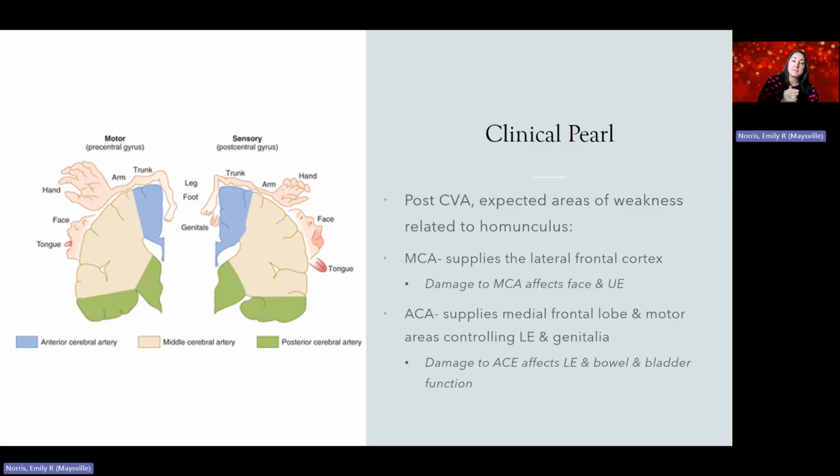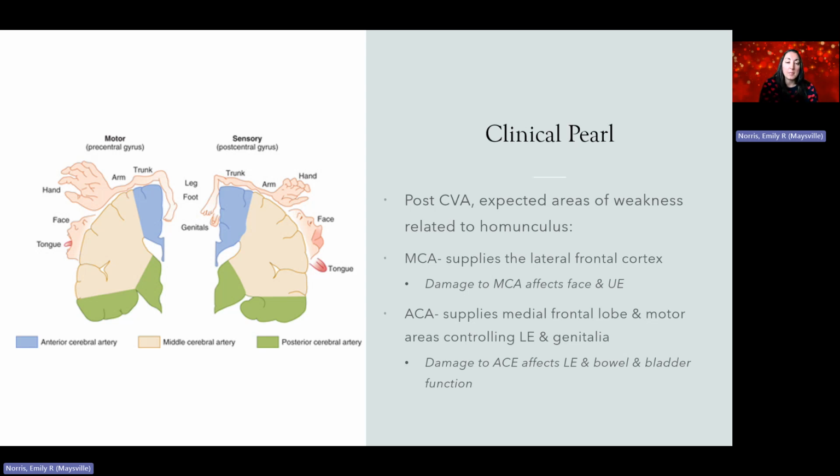All right, our clinical pearls, our takeaway messages as PTs. So if somebody has a stroke, some of the expected areas of weakness are related to the homunculus. On the left side of the picture, we have the motor homunculus, which is, of course, your movement. And the right side is our sensory homunculus, which is the sensation, the feeling. They're very similar. Of course, your feet and legs are in the middle, genitals are in the middle, then it goes out towards the trunk. Hand has a really big area that processes that.